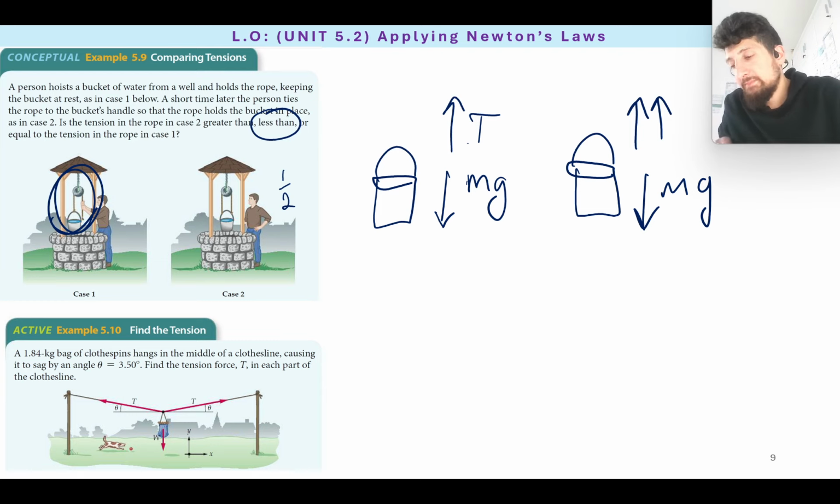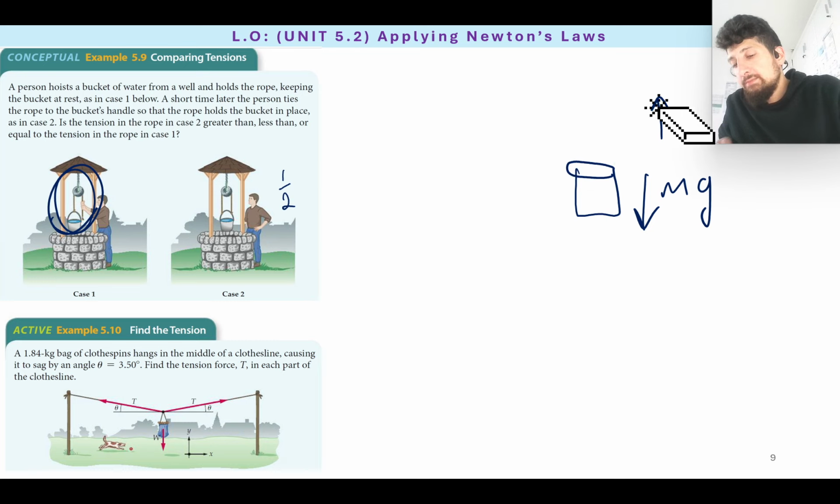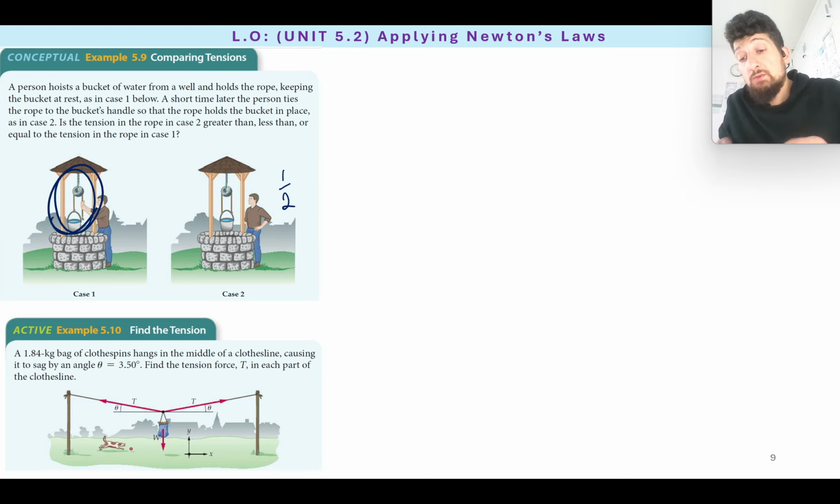Okay, easy. What do we do? Remember, always start with the forces with a free body diagram. What are the forces involved here? We've got a clothespin bag. So here's the bag.